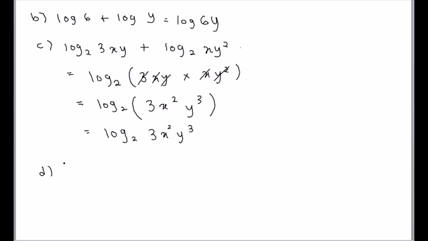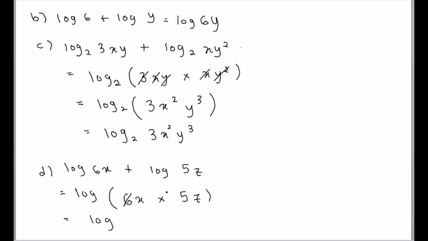Question D. This time we have log 6x plus log 5z, equal to log and then 6x multiplied by 5z. 6 multiplied by 5 is 30. And then x multiplied by z. So log 30xz.